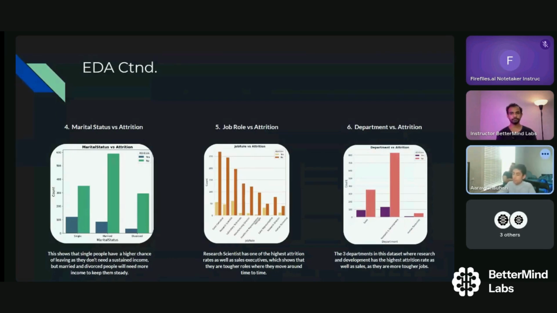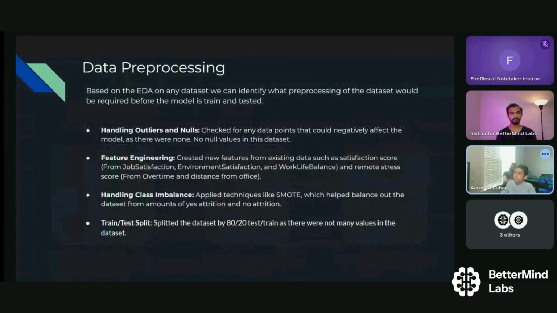Now, let's talk about data preprocessing. Based on the EDA of any dataset, we can identify what the preprocessing of the dataset would look like before the model is trained and tested.